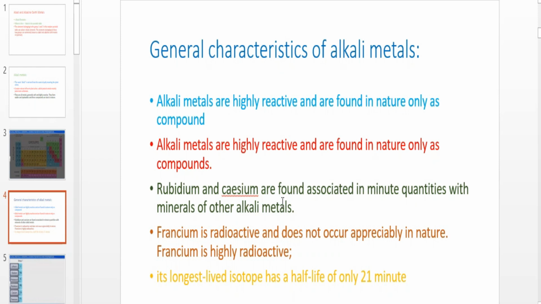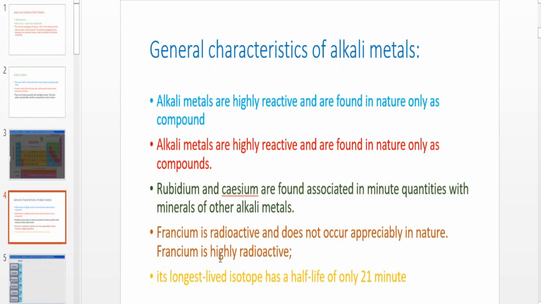Next, rubidium and cesium. Okay, these elements of the first block, rubidium and cesium, are found in the lower part of this first block. See, rubidium and cesium are found in minute quantities. Only a small amount of rubidium and cesium is found on the earth crust. Okay, next, the only radioactive alkali metal is francium. Francium is a radioactive metal. Okay, it is highly radioactive.